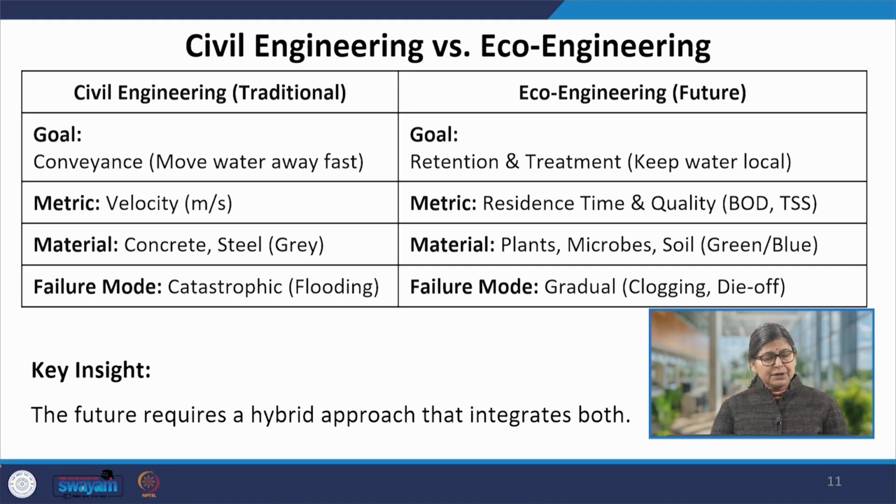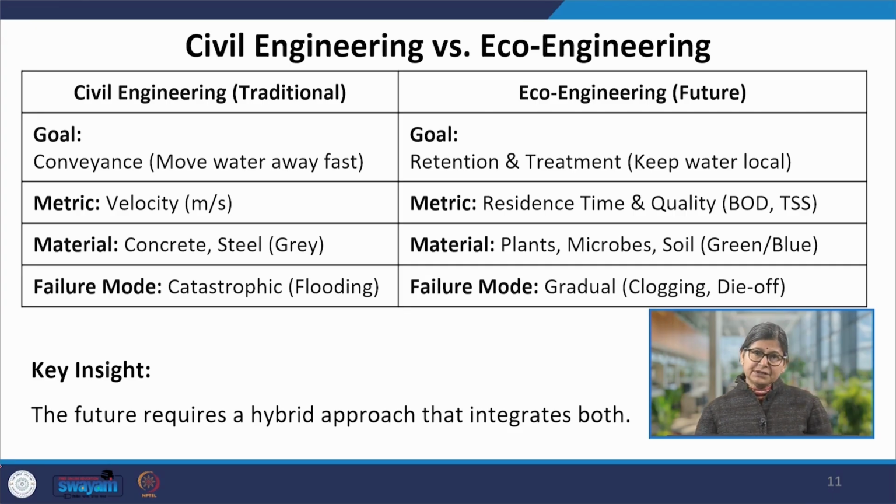In the first one, the goal is conveyance, move water as fast as possible, and the metric is velocity, meter per second. Generally, the material used is concrete and steel for grey engineering. Failure mode is catastrophic. Suddenly it will fail, rupturing and flooding will happen.